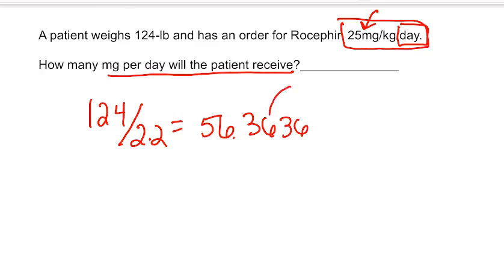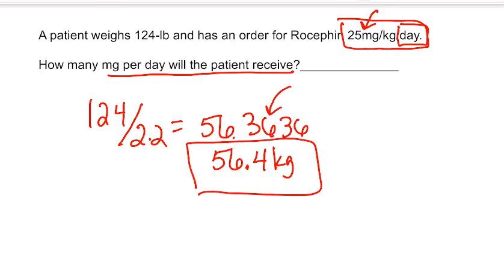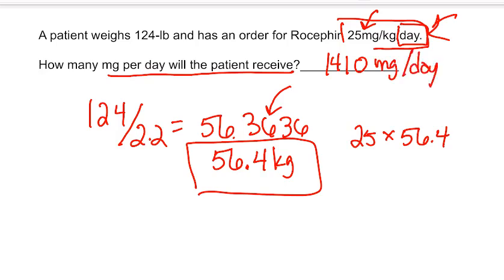That's going to equal 56.3636. Again, to round to the nearest tenth, I look at the hundredths number, that's 6, and I'm going to round this to 56.4 kilograms. That's my patient's weight. I'm going to look up at that order there, and I'm going to do 25 milligrams times 56.4 kilograms, and that's how much I'm going to get per day. So 25 times 56.4 equals 1410 milligrams per day.